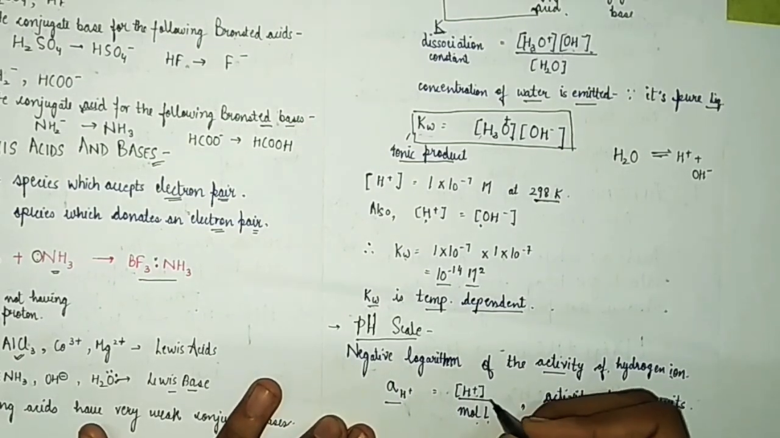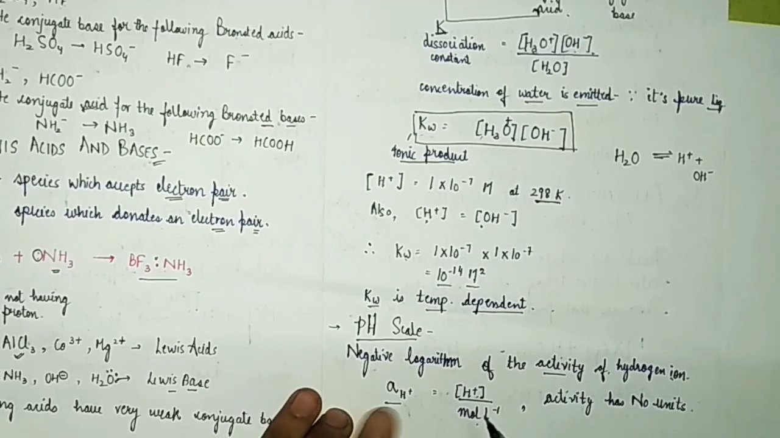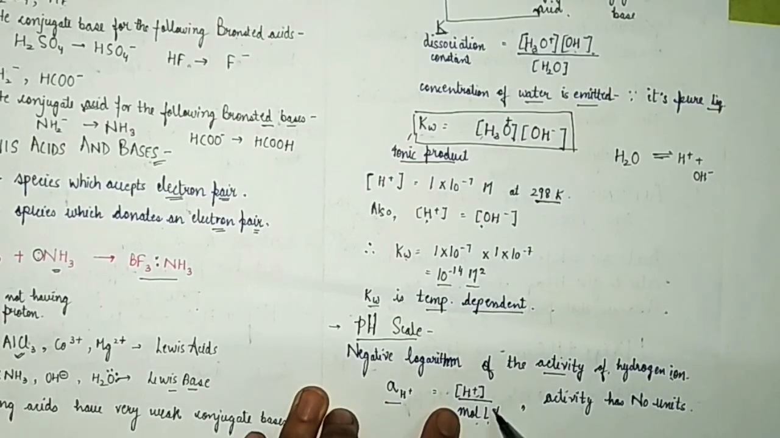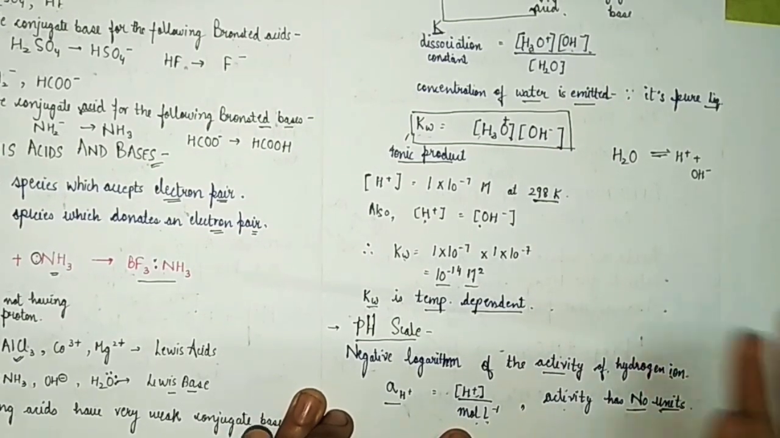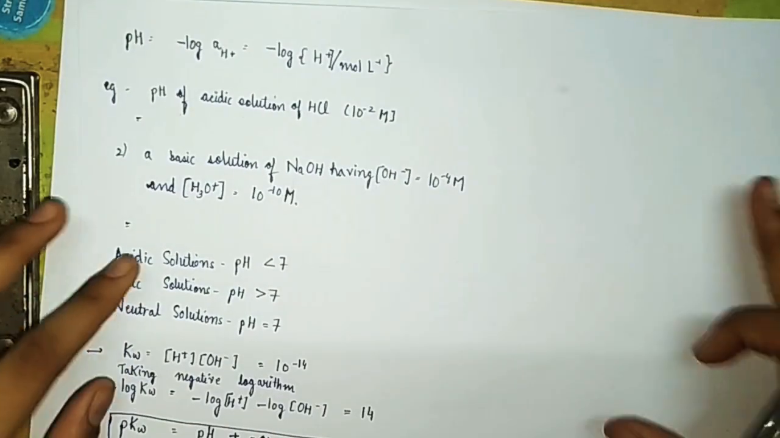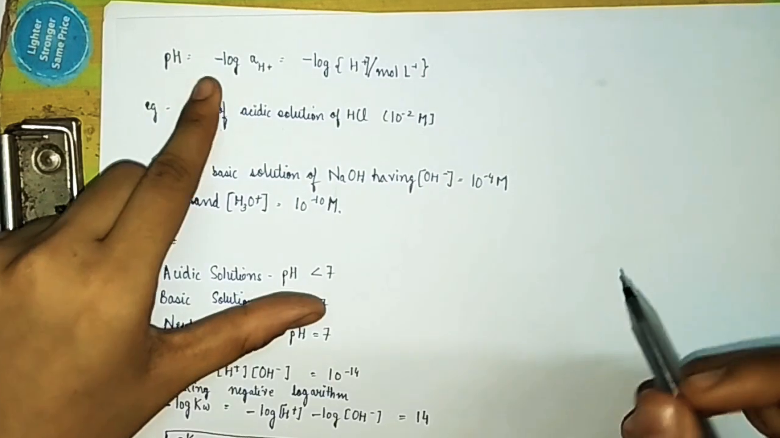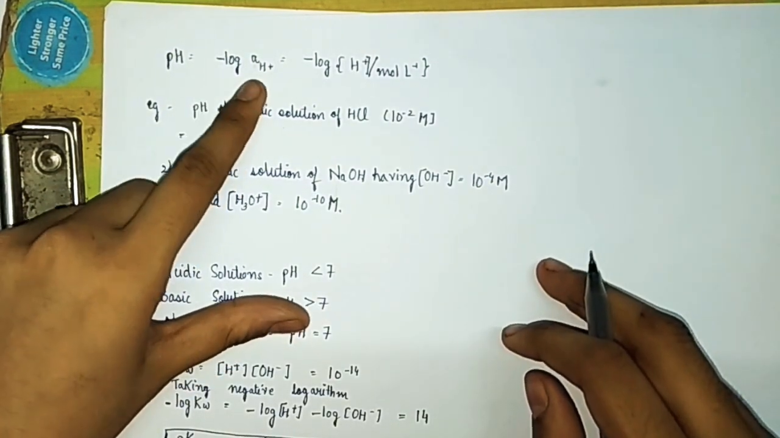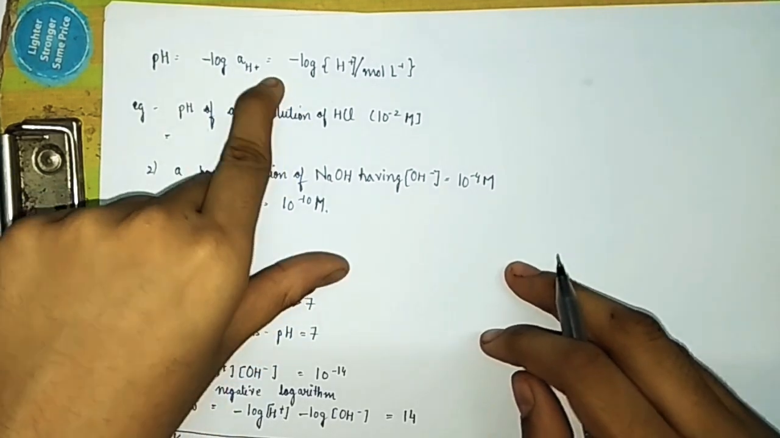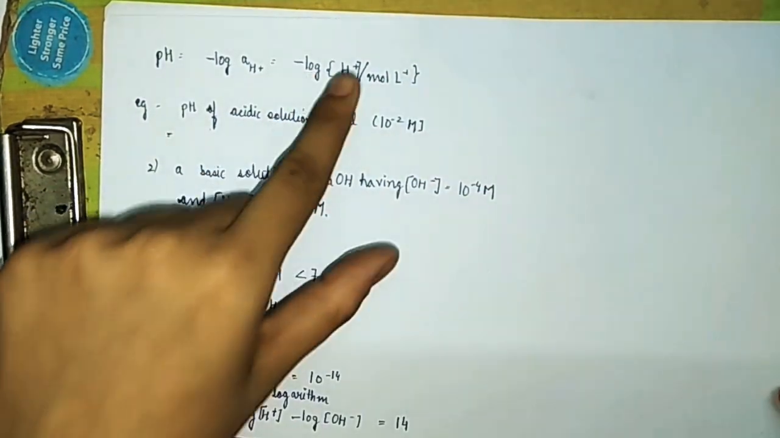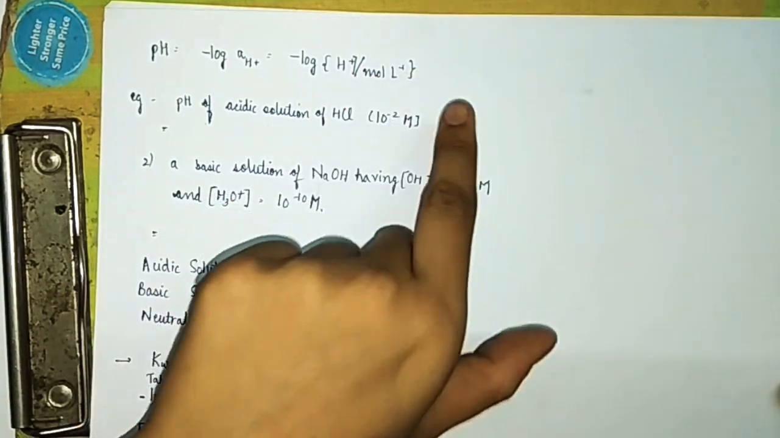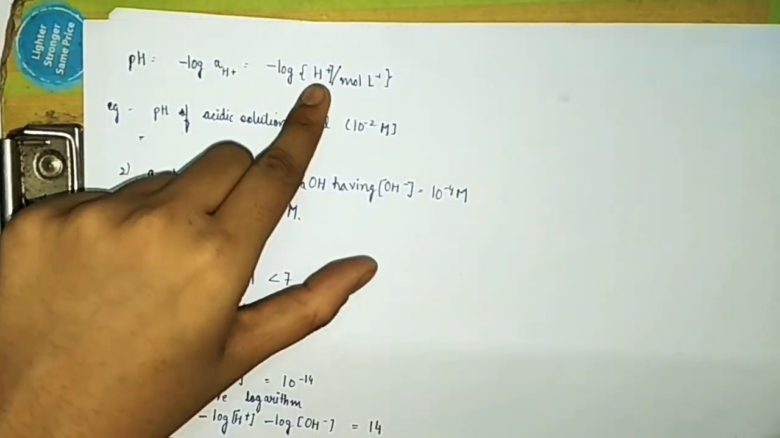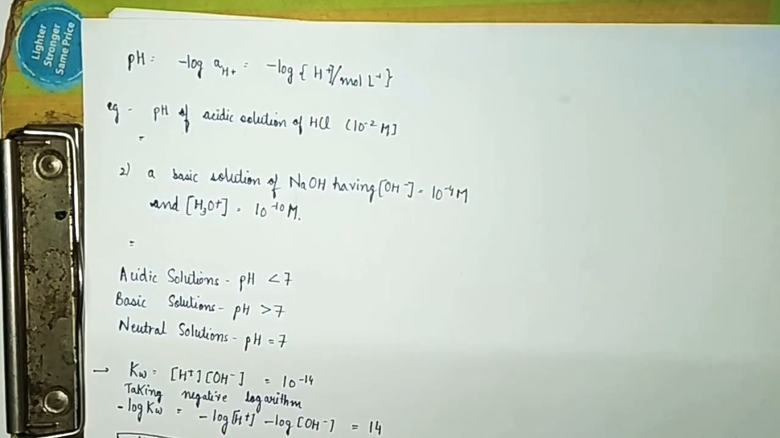Hence the concentration units are mole per liter, and activity is given as the concentration of H plus per mole per liter. Hence we can say that activity has no unit. It is unitless. So we can write pH is minus logarithm of activity of H plus ions, or it is also written as minus log of concentration of H plus per mole per liter, because activity is unitless.